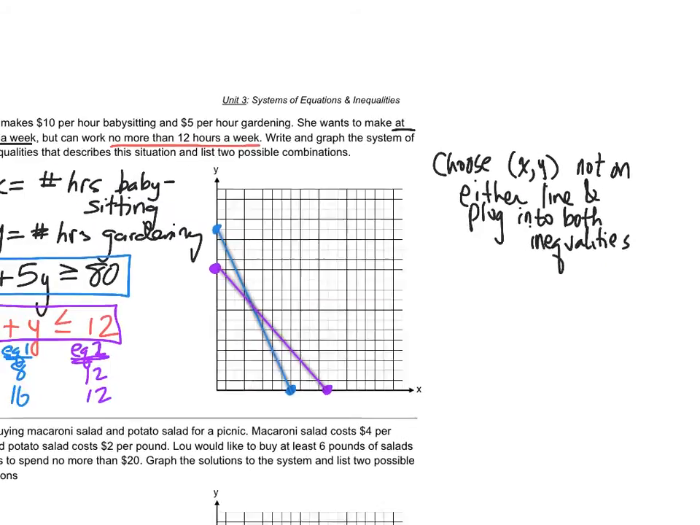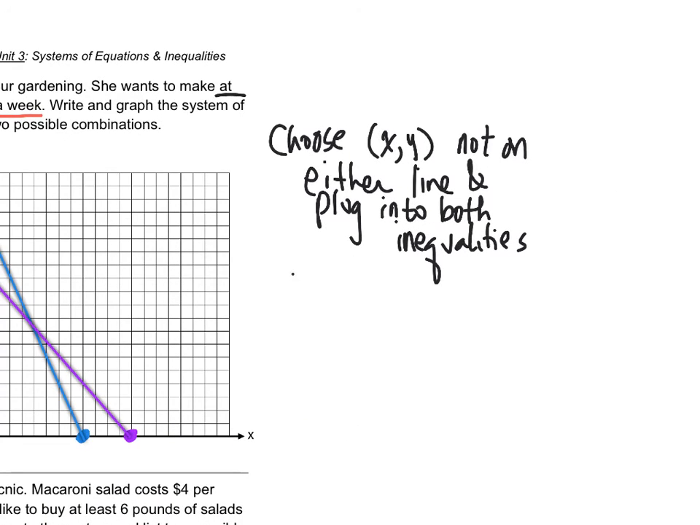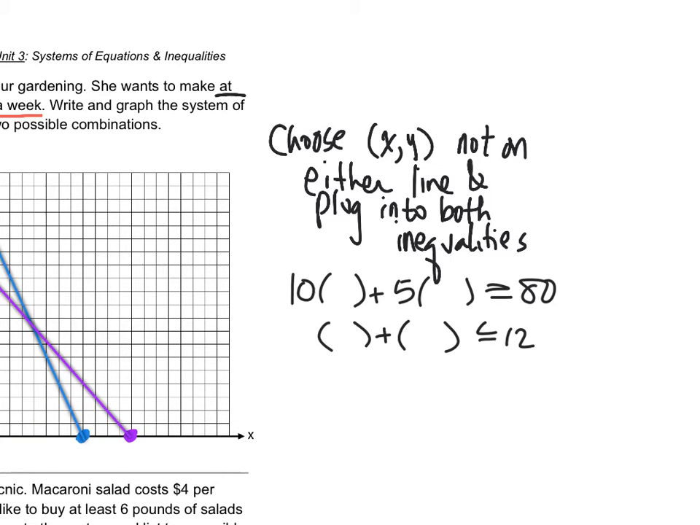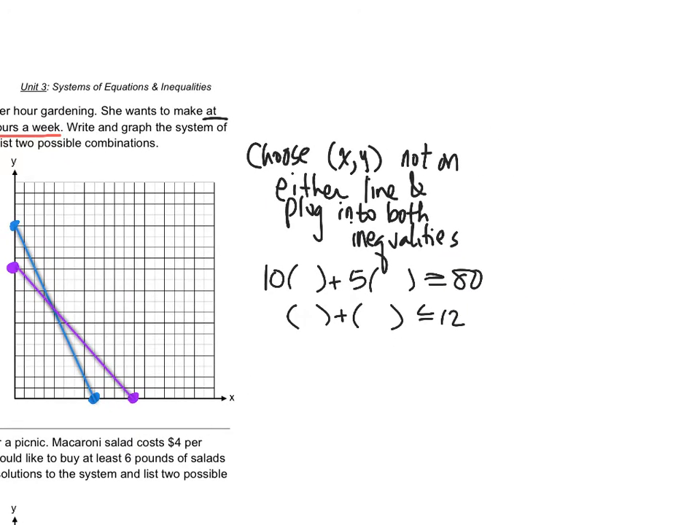All right, so we have one inequality, 10x plus 5y greater than or equal to 80. So 10 times my x value plus 5 times my y value is going to be greater than or equal to 80. And then x plus y is going to be less than or equal to 12. You just got to decide on a nice, convenient xy coordinate. All we're looking for is a quick true or false. When I plug in the ordered pair, it's either going to give me a true sentence or a false sentence. That's going to dictate how I shade.